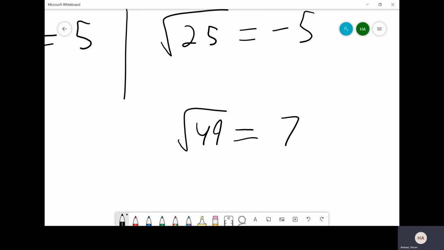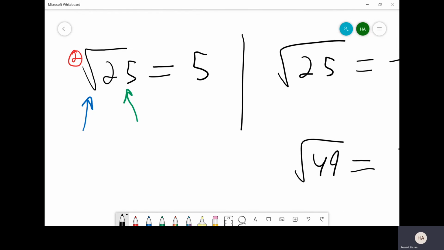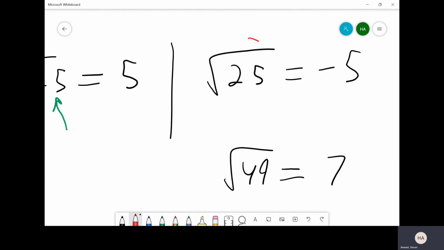We're neglecting the -7. Same thing here. The principal root of the square root of 25 is only 5, not -5. So what I just crossed out is not the principal square root. And again, for the purpose of this class, unless I tell you otherwise, and unless you are solving for a variable, we are discussing principal square roots. So going forward, just keep that in mind.